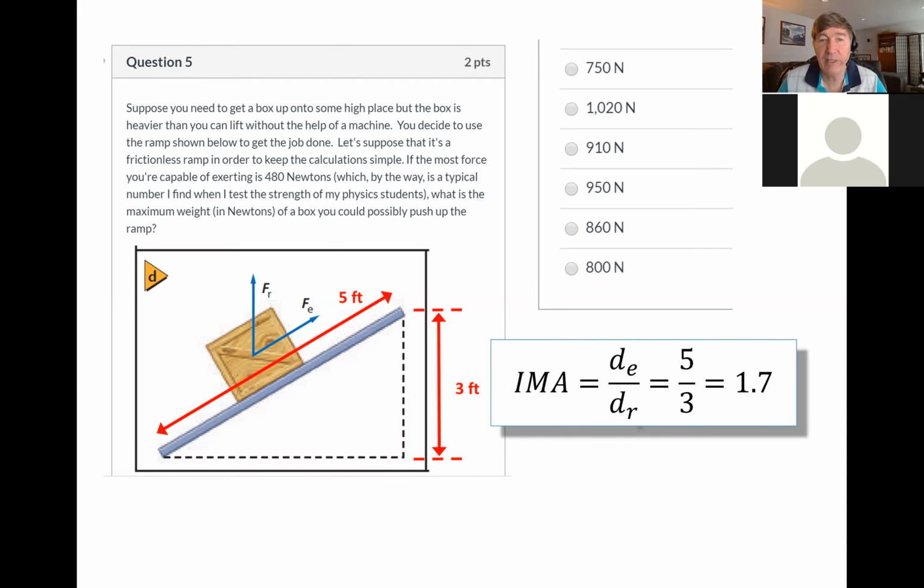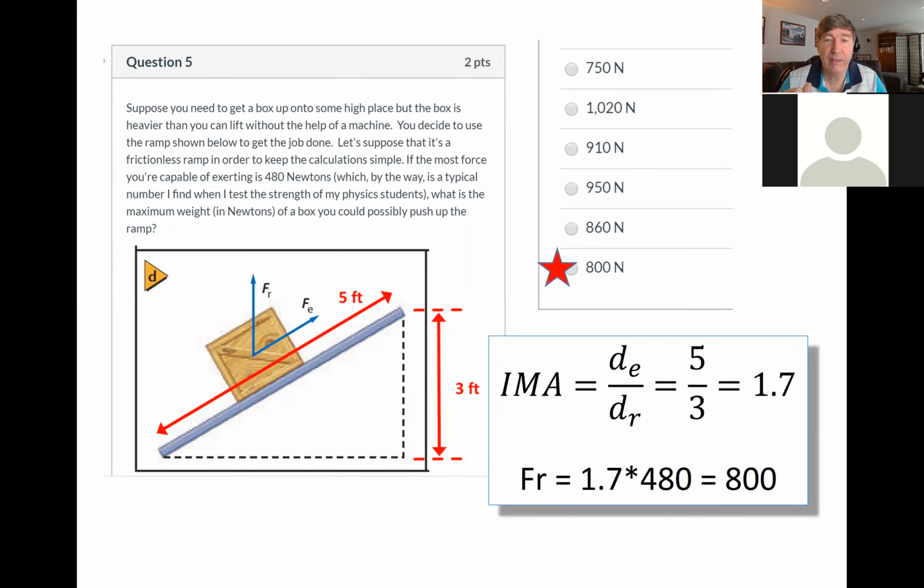Now we can go on to step 2, which I see Sky has already done here. If the strongest force that I could possibly exert is 480 newtons, then the output force would be 1.7 times that, which is 800. Okay, very good.